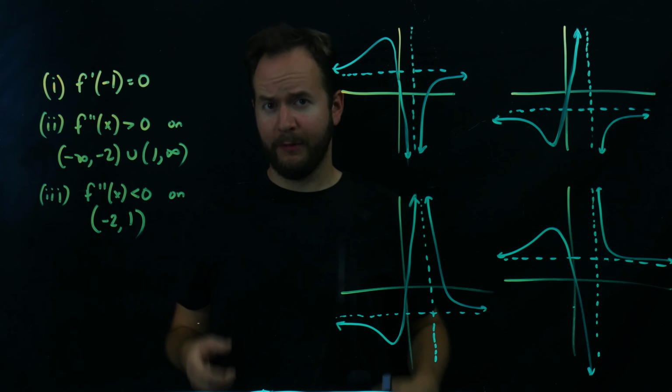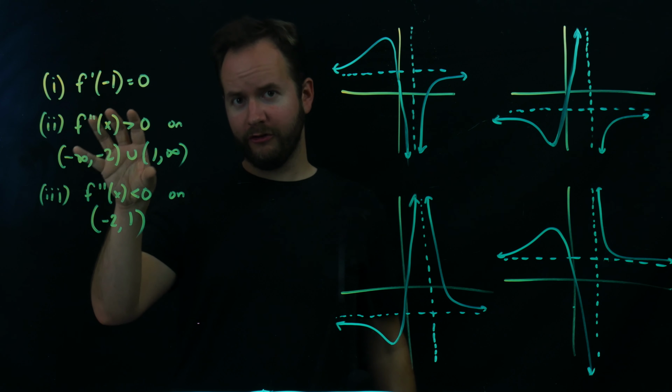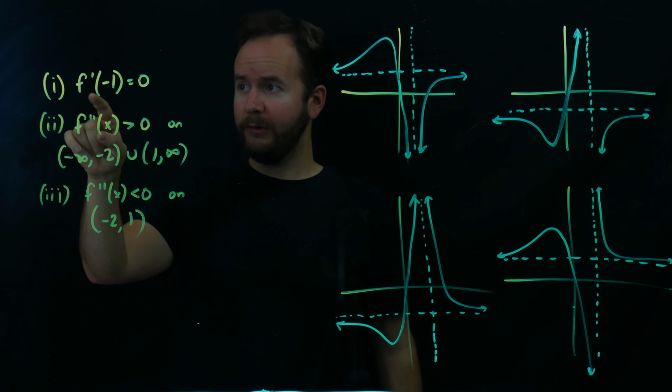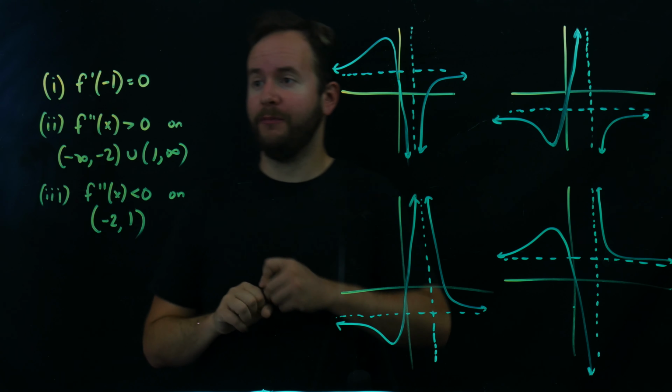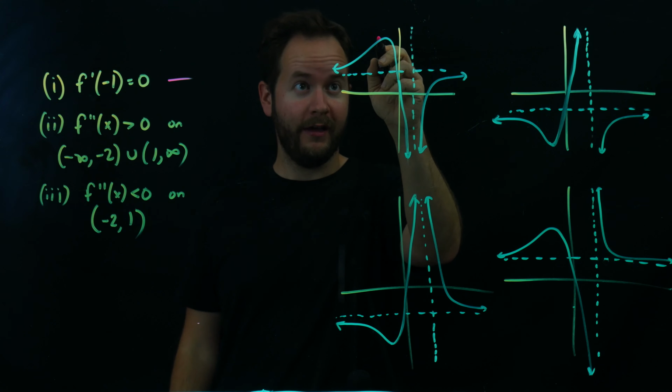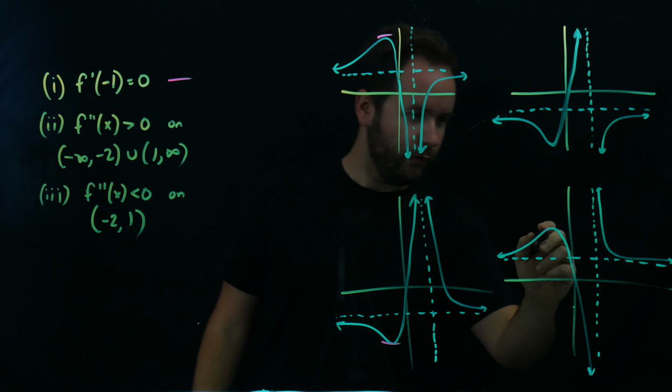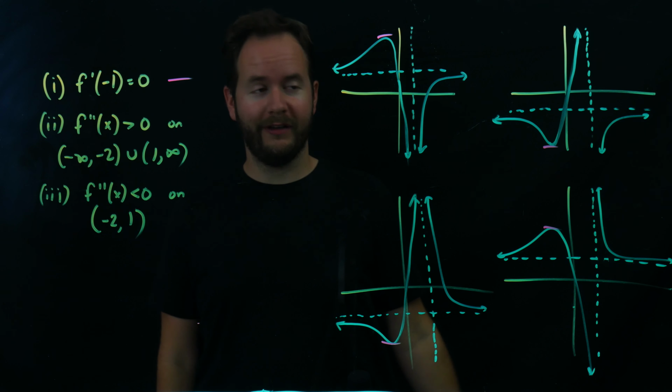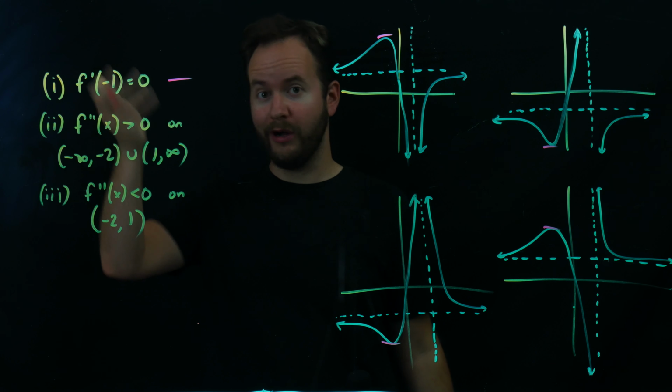Here we have three facts about a function f, and we're trying to match that function to one of these graphs. Okay, we're going to start with the fact that f prime of -1 is 0. That just means there's a horizontal tangent line at -1. Now this is going to come as a disappointment to you because every single one of these functions has a horizontal tangent line at -1. So that information is pretty much useless.